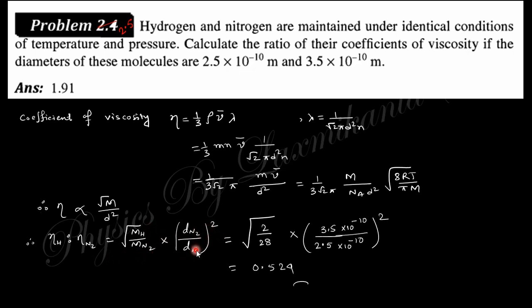The mass of hydrogen is 2 and nitrogen is 28, and the diameters are 3.5 times 10 to the minus 10 and 2.5 times 10 to the minus 10. After calculating, you will get this answer. This answer does not match the given answer, but I did not find any error. Please mention if you find any error.